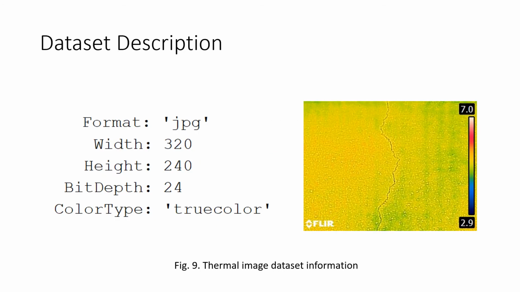So this is the content of our dataset. The format is JPG. It is a thermal image with a size of 320 by 240. The bit depth is 24 and true color. This is the description of our thermal image dataset.